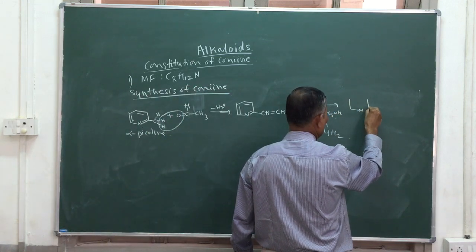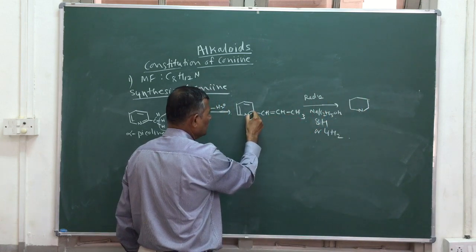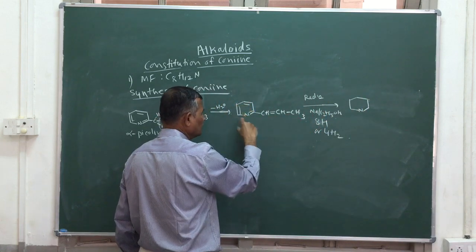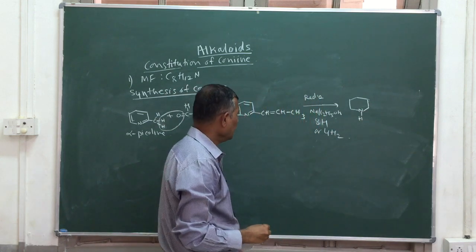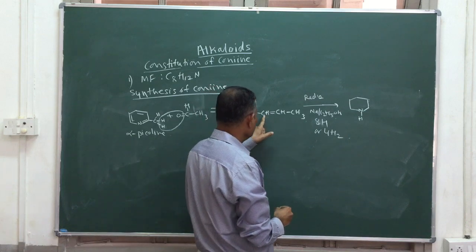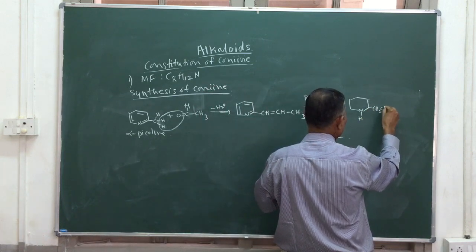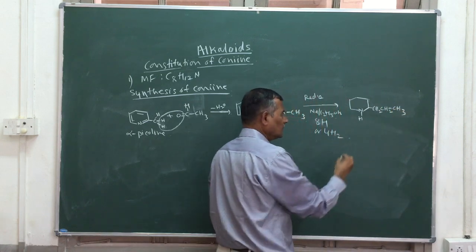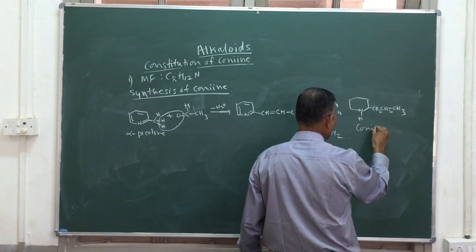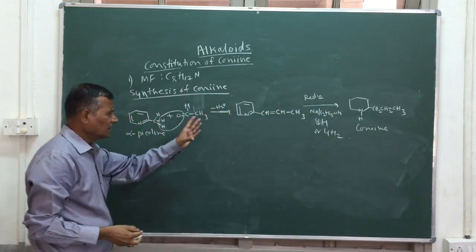So when it is reduced, what you will get here now? One molecule of hydrogen is added to this double bond, here one molecule, here one molecule. That means to this nitrogen one hydrogen is added, and this double bond is also reduced. One hydrogen added here, another hydrogen added here. That means CH2, CH2 and CH3. So you got this product, coniine synthesized in only 2 steps.